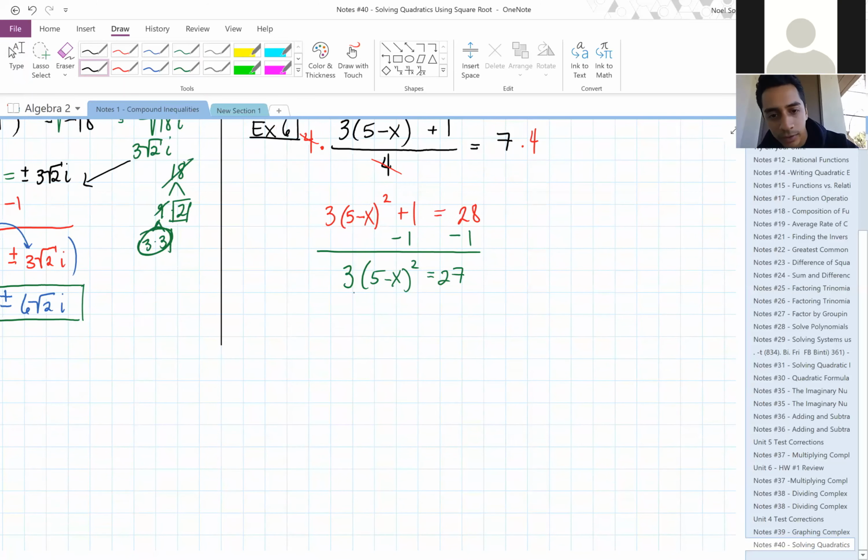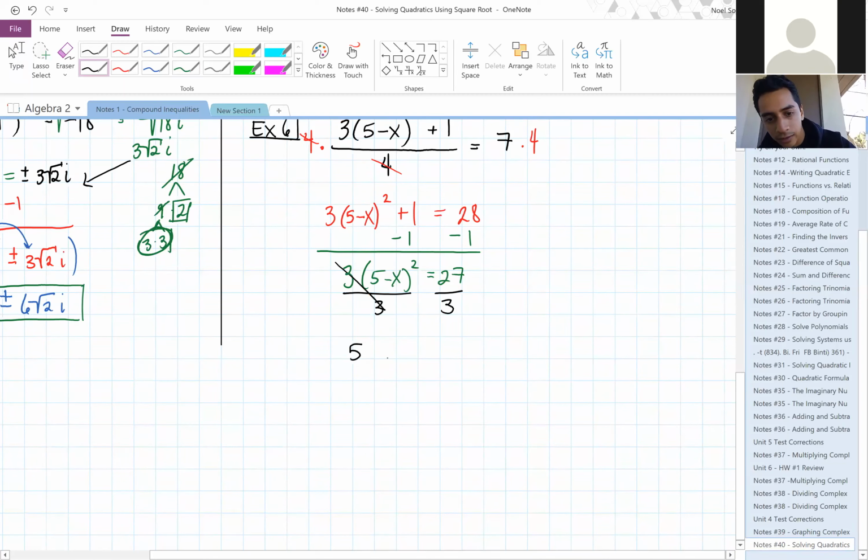So divide both sides by 3 now. Get rid of this 3 so that you can then apply the square root after. And you're going to be left with (5 minus x) squared equal to 9. 27 over 3 is 9. All right, so we're ready to apply that square root.